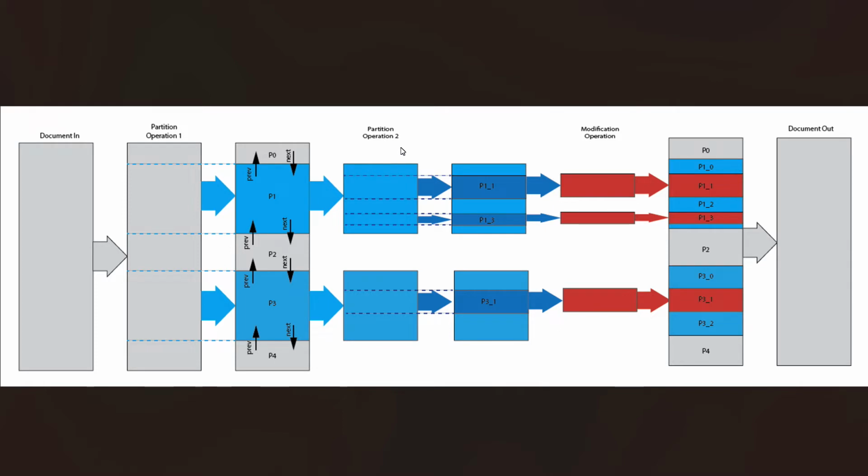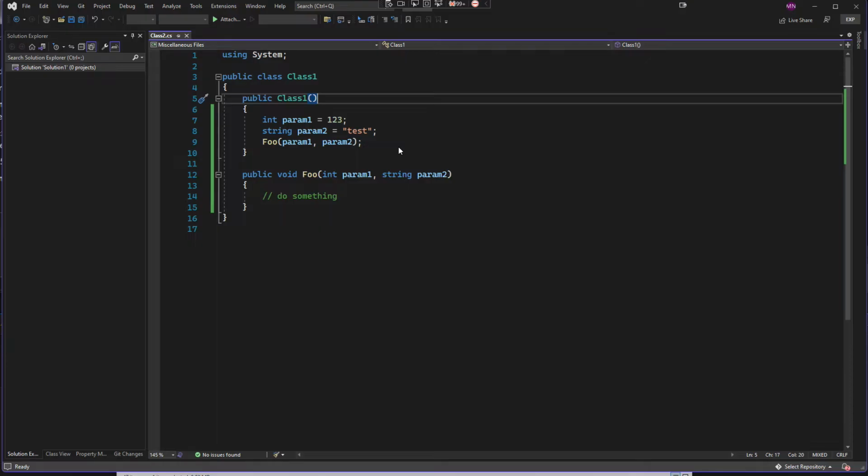Further, we apply another partitioning operation, splitting them further into P1_1, P1_3, P3_1. Then we modify them. So for example, we change contents inside of these partitions. Then finally, all we need to do is traverse from the root node to create the final document.